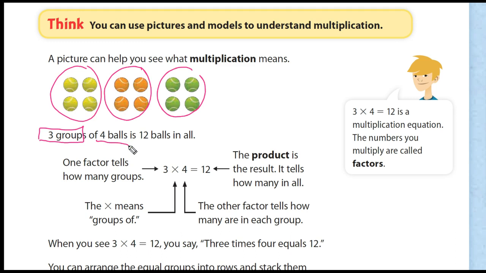So we have three groups, that would be my first factor, times how many in each group? Four. So three times four would be 12. I can just count all of them: 1, 2, 3, 4, 5, 6, 7, 8, 9, 10, 11, 12. So 3 times 4 equals 12 is a multiplication equation. The numbers you multiply are called factors.